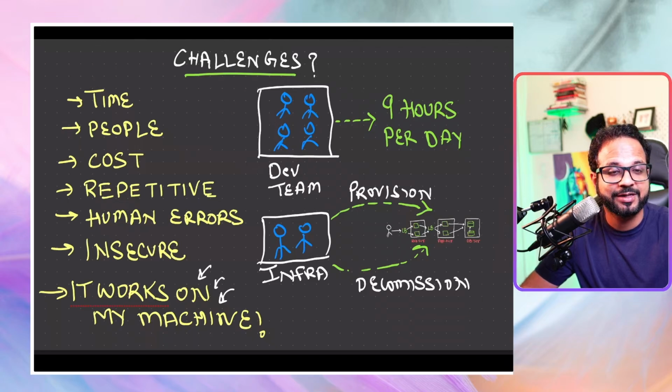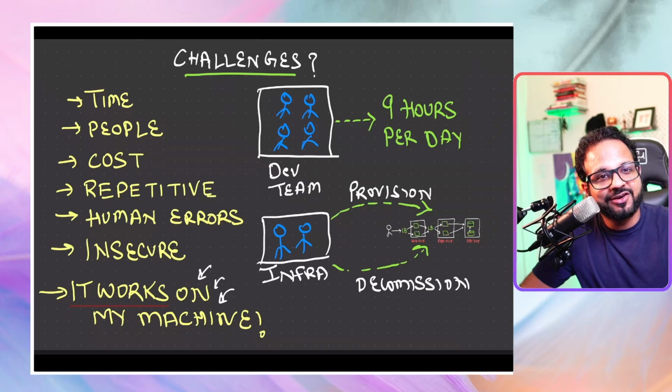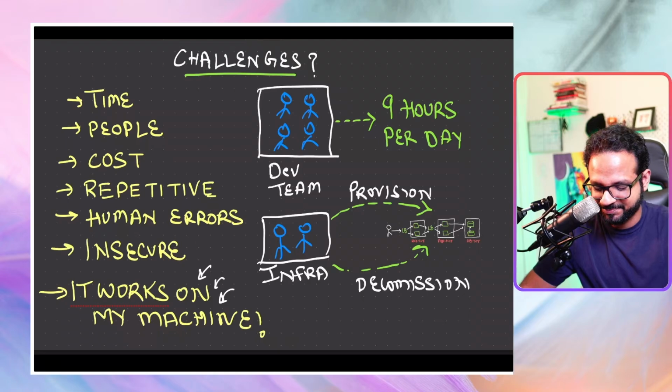So there are chances of manual error. You might miss some configuration, or you might accidentally use some values that you are not supposed to. Then it is insecure. There isn't a lot of inbuilt security. The role-based access or the permissions, it's kind of messy over here.